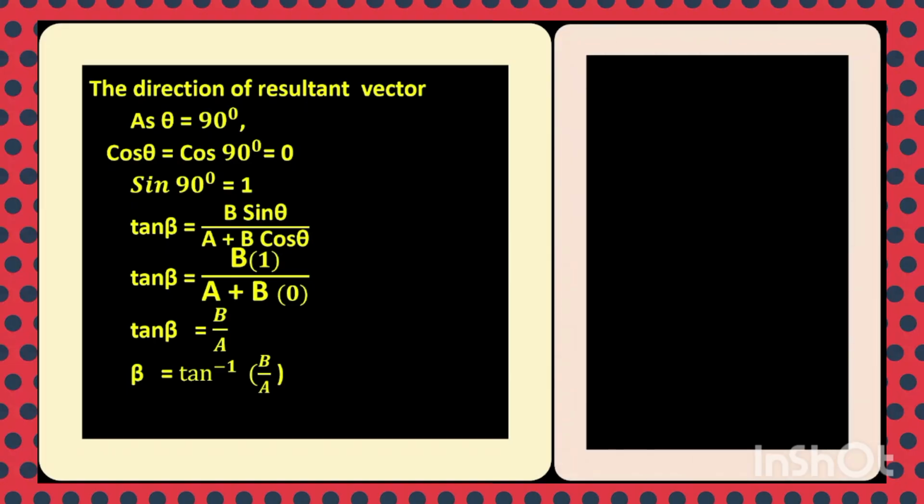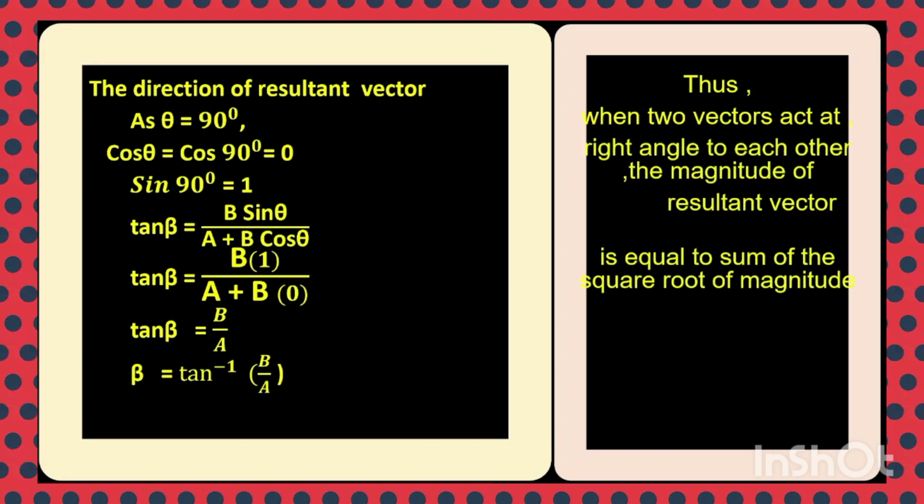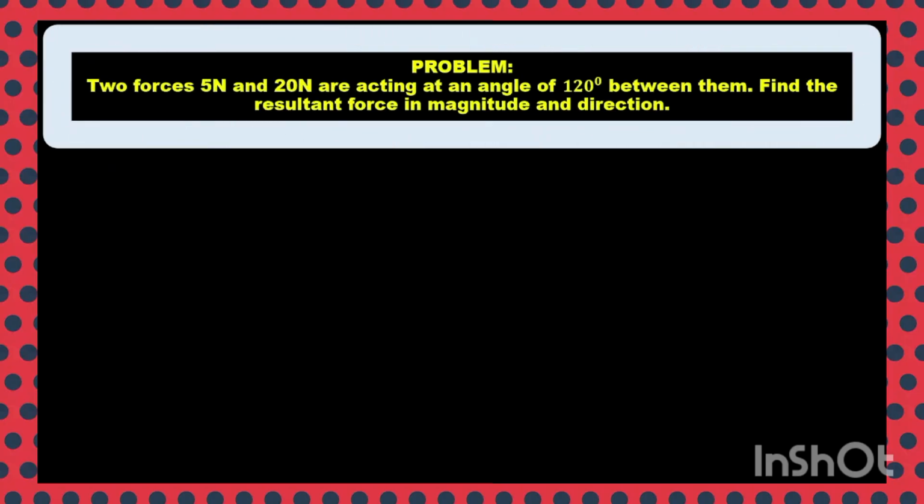Thus, we got that when two vectors act at right angle, the magnitude of the resultant vector is the square root of the sum of the squares of the magnitudes of the two vectors, and the direction of the resultant vector depends upon their relative magnitude. Right? And now an important problem I am going to discuss.